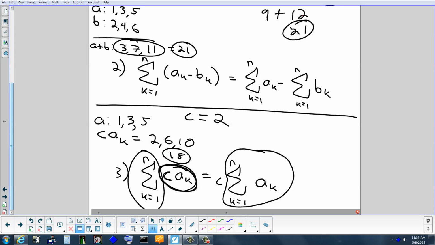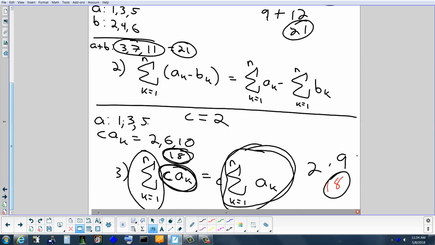Sequence A. What's 1 plus 3 plus 5? 9. And now, put the c in front of the calculation you just did. C is 2. What's 2 times 9? 18. So it's just 2 different ways of doing exactly the same thing. That's what I'm trying to show you.